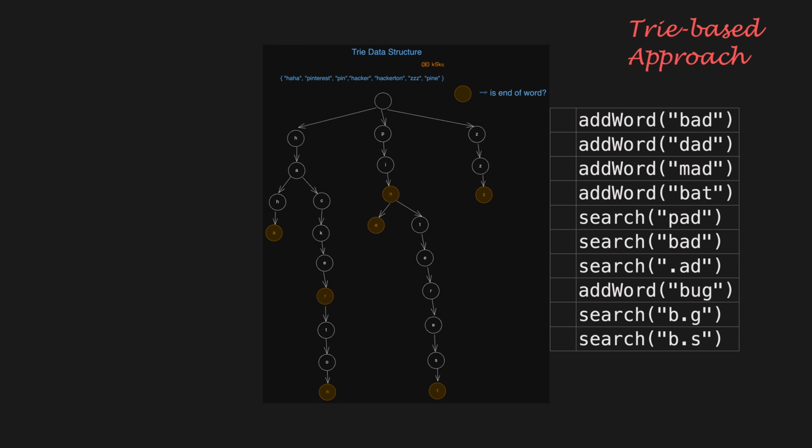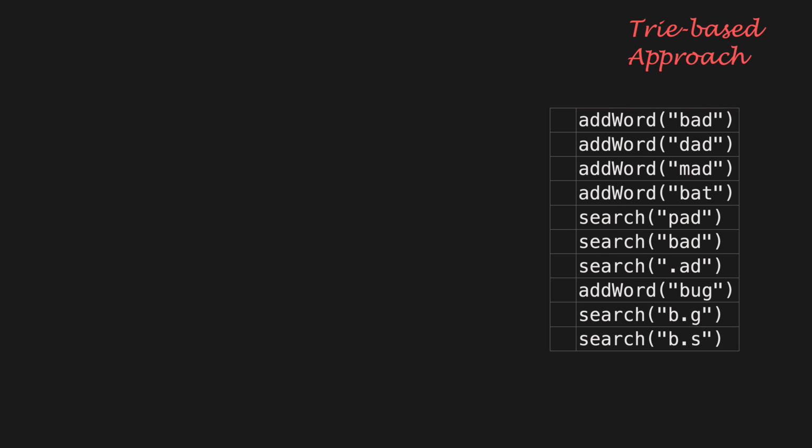So if you need a refresher, be sure to check out the I button or this video's description. So how do we build this trie? Well, we start with an empty root node. This is the starting gate for all our words. It doesn't represent any character itself.